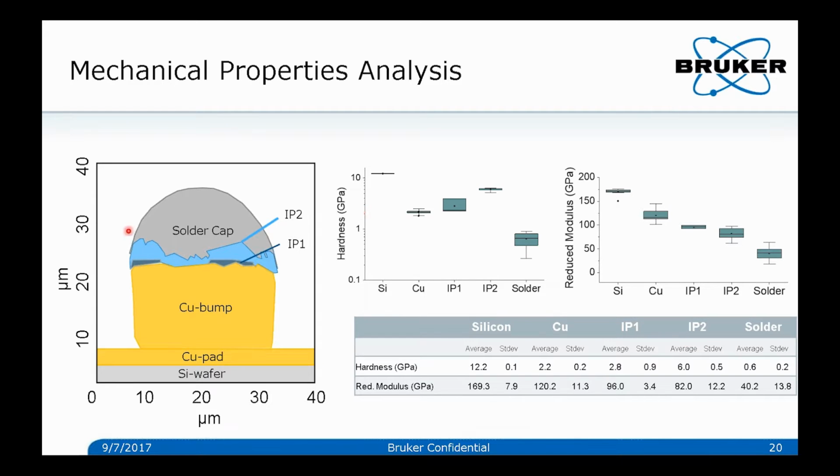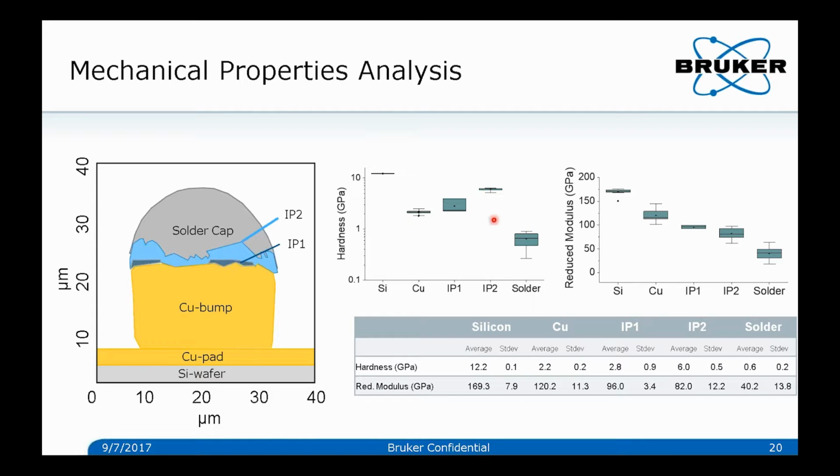So as far as the mechanical properties, you can actually calculate hardness and modulus for each of these regions. I neglected to mention earlier that we have a silicon wafer underneath, so the copper is deposited on silicon, so we also did some indents on the silicon, and also within the intermetallic phases. So that IP1 phase is very thin, it's less than a micron thick, but we're still able to target it and place some indents. So as far as the hardness, you can see that the silicon has the highest hardness. You have different hardness values for the copper and for the intermetallic phases, and much softer, much lower hardness for the solder material.